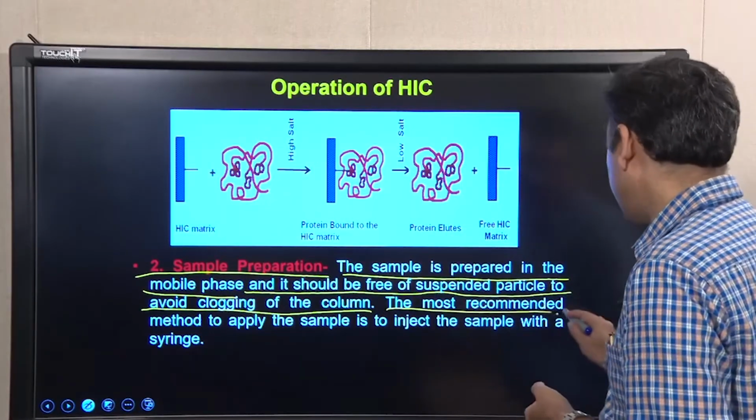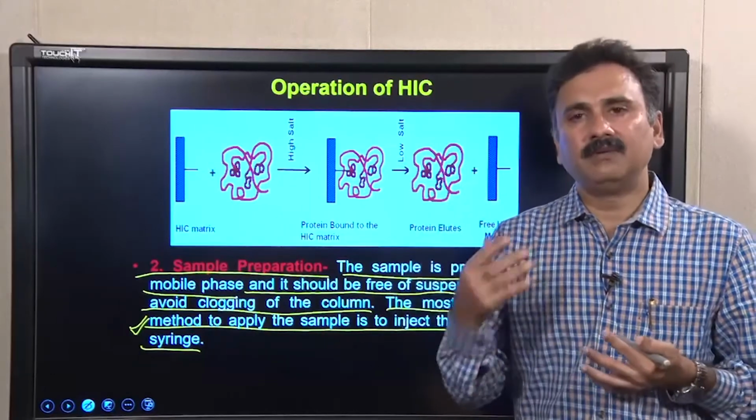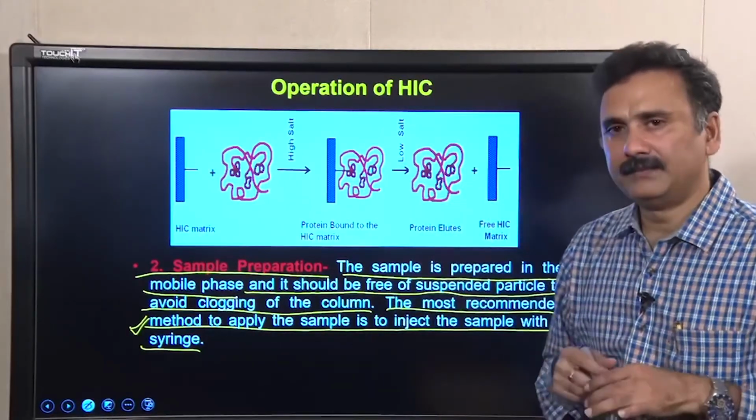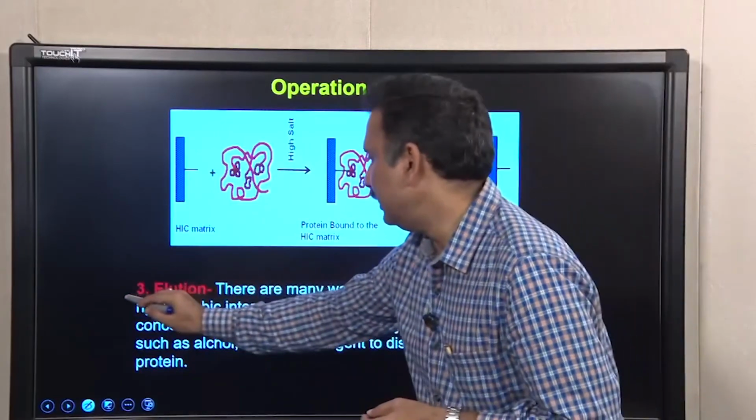The most recommended method to apply the sample is to inject the sample with a syringe. This is only applicable if you are using a protein purification system and you would like to utilize the loops and other things. Then you have to use the syringe, otherwise you can manually load the sample. Then you have to do the elution.